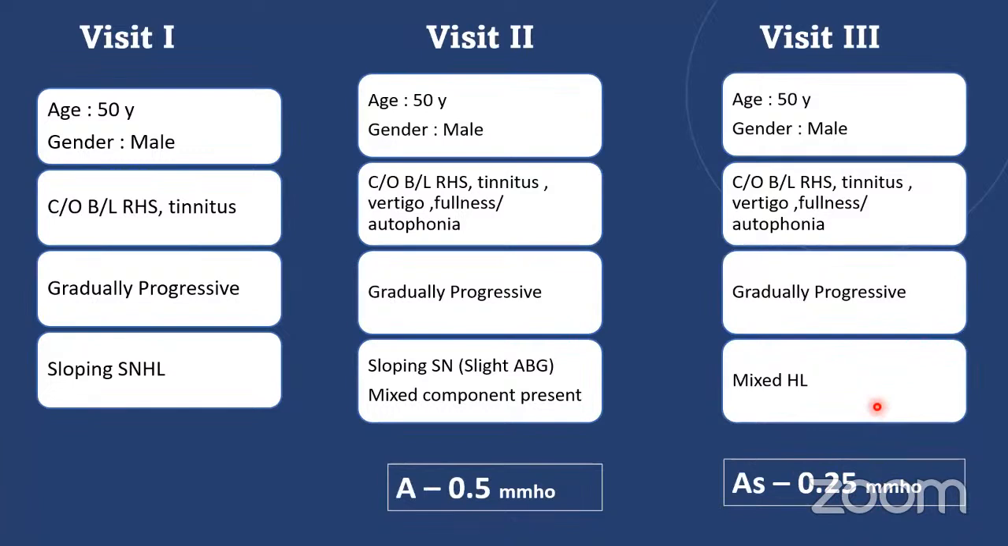But in this case, emittance was done in the first visit itself. So it was found that in the first visit itself, the emittance value was 1.5, that is, it is falling in the normal range, that is of A type.